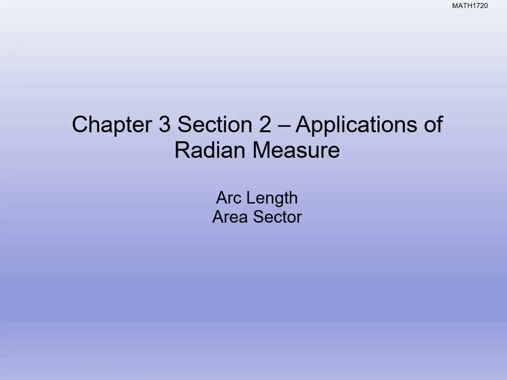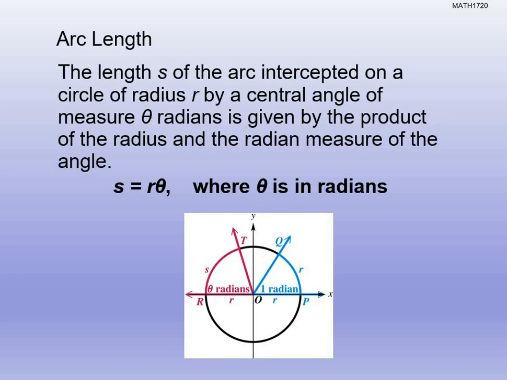Alright, here we go, Chapter 3, Section 2. We're going to use applications of radians, so we should be able to calculate the arc length or the area of a sector of a circle, given either the radius and something in degrees or a measurement in radians. Okay, so make sure you write this equation down.